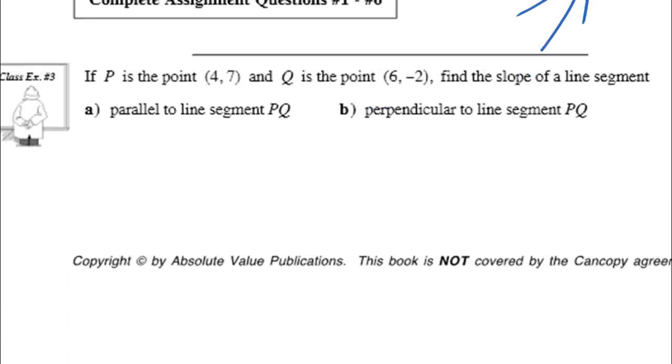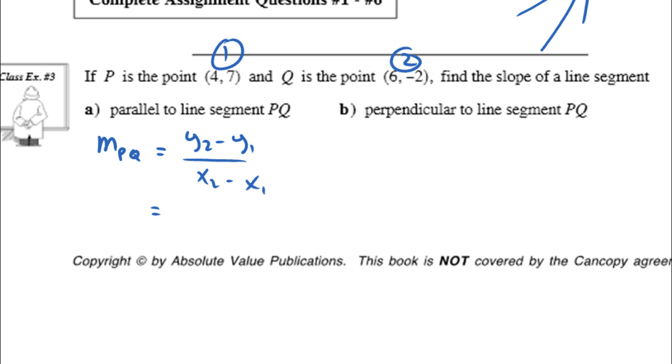All right. If P is (4, 7) and Q is (6, -2), find the slope of the line segment. Find the slope of a line segment that is parallel to the segment PQ. Well, PQ, so I'm going to go like this, M PQ. First I need to find the slope, and I'm going to go y2 minus y1 over x2 minus x1. Do that fairly quickly. I'm going to make this one the 1 and this one the 2.